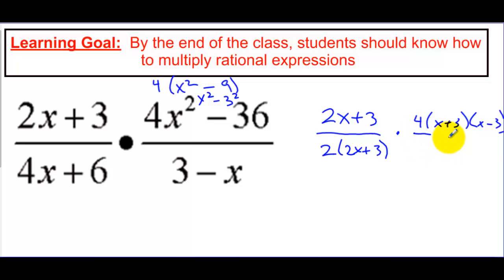All right, and then our last piece, 3 minus x doesn't factor by itself, but if you notice, I have an x minus 3 right here. And so I can cancel out a 3 minus x if they match, and they're really close. This one has negative 1 in front of the x. This has positive 1 in front of the x. This has a positive 3. This has a negative 3.